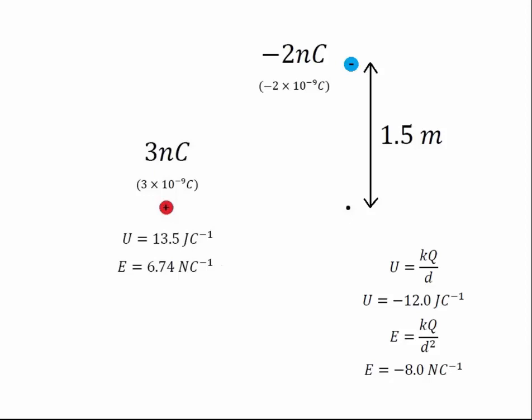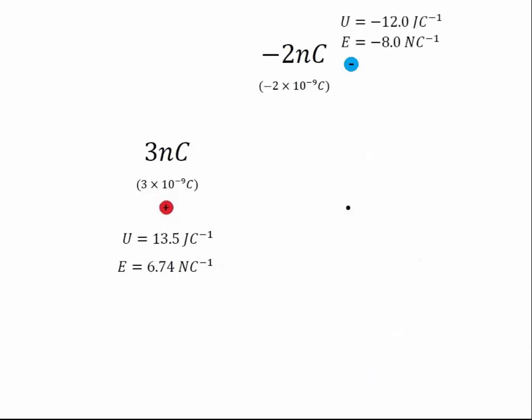So what do the minus signs mean? Well, if I brought a coulomb of positive charge into that point, the potential due to the negatively charged particle would be minus 12 joules. In other words, 12 joules of energy would be delivered to my hand or whatever it is bringing the charge in there. And minus 8 newtons per coulomb means that the minus 2 nanocoulombs would be attracting the coulomb of charge at that point with a force of minus 8 newtons, meaning it's attracting it. That's what the negative sign means for that. Okay, so here are the numbers for that charge.